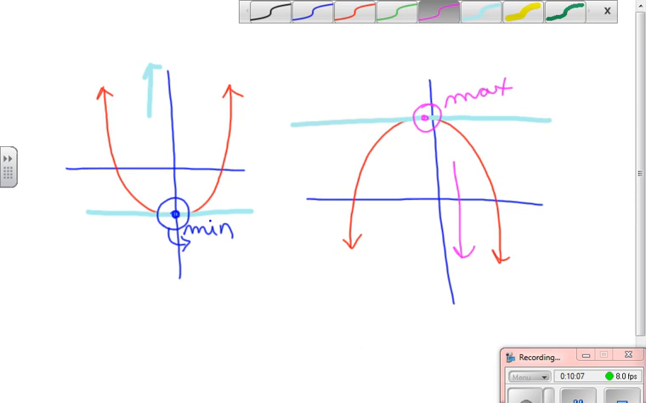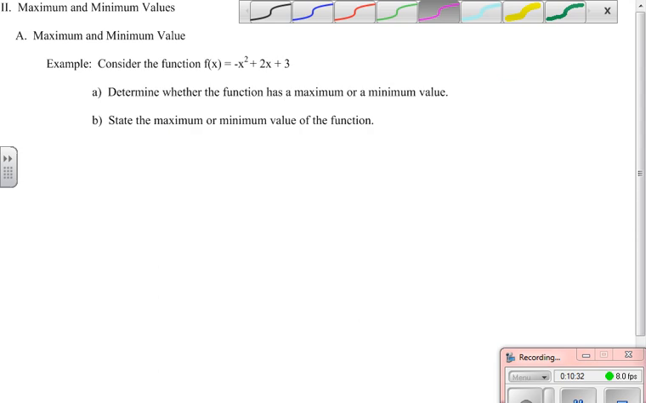So when we talk about finding the minimum and the maximum values, we're looking at the vertex points. If it is an open up, we are looking at a minimum. If it is an open down, we are looking at a maximum. And if you ever get confused, just quick sketch a picture and think logically about open up or open down. So if we go back to this example, find a maximum and minimum value.